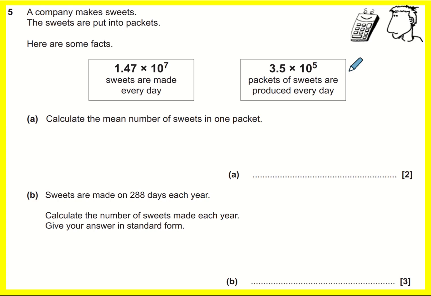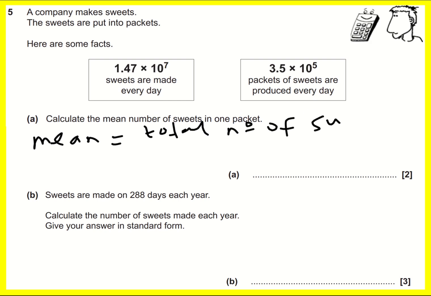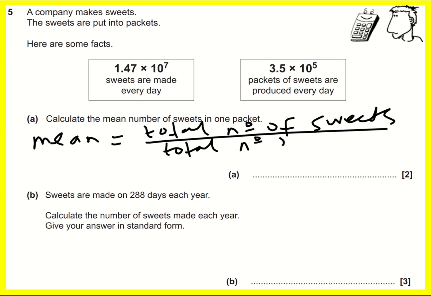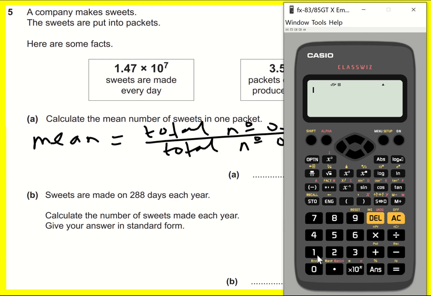Okay, for the first one, I want to find the mean number of sweets. That's going to be the number of sweets in one packet. So that's going to be the mean. It's going to be the total number of sweets divided by the total number of packets. So it's just going to be the two numbers above divided, this number on the left divided by the one on the right. Okay, so let's do that.